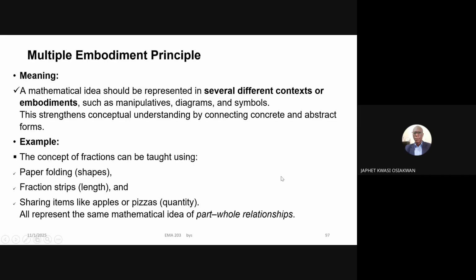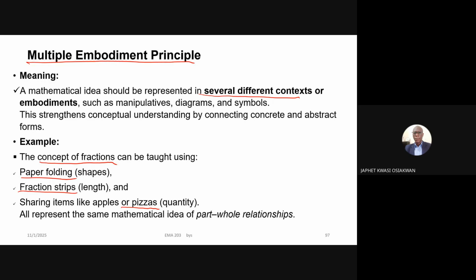So the multiple embodiment principle is all about representing the concept you are teaching in several different contexts. That's the multiple embodiment. We have given an example: you are teaching the concept of fraction. You can use paper folding, you can use a fraction grid or strips, you can use other objects and divide them into pieces. The same fraction you are teaching, but in different contexts. Then they will understand what a fraction is.